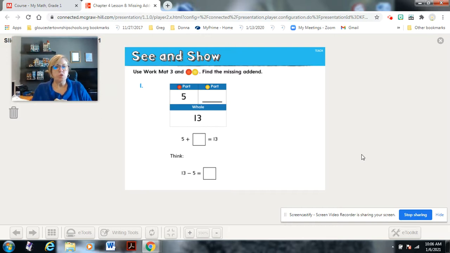So now we're going to use our work mat, or what we made as a work mat, and we're going to find the missing addend. So right here we see that the whole is 13 and one part is 5. This is what you want to find, but you need to think, I know 5 and I have 13. So I'm going to think, what is 13 minus 5?